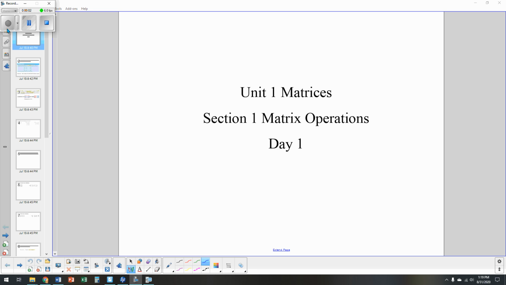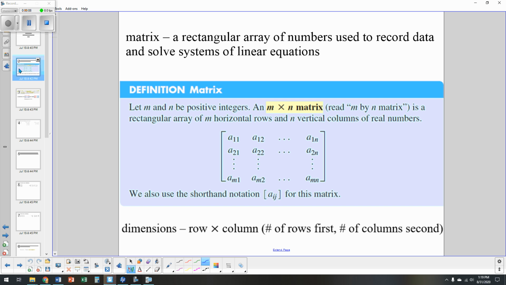This lesson is for Unit 1, Section 1, Matrix Operations, and this is Day 1. The first thing we need to talk about is a matrix. It is a rectangular array of numbers used to record data and solve systems of linear equations. So in our first unit section, we're going to talk about the operations of them, and then in the second part of our unit, we're going to talk about actually solving those systems.